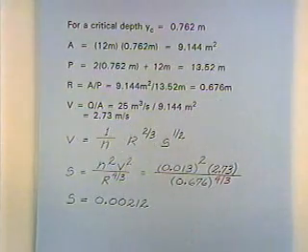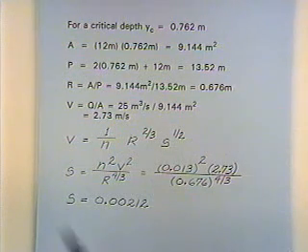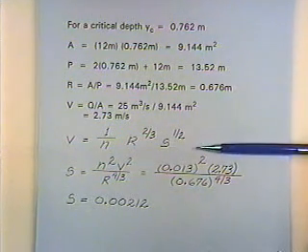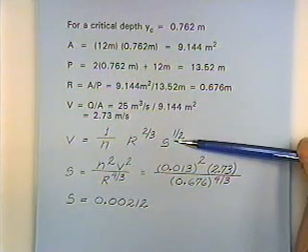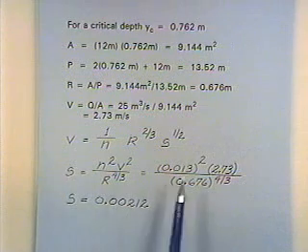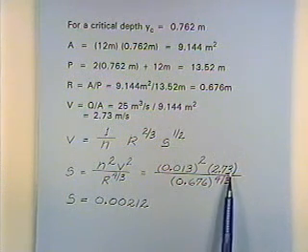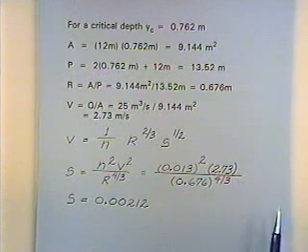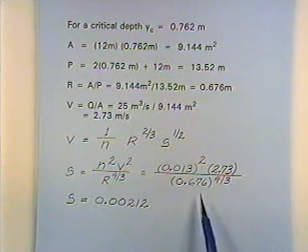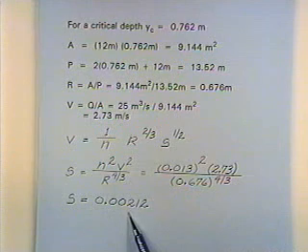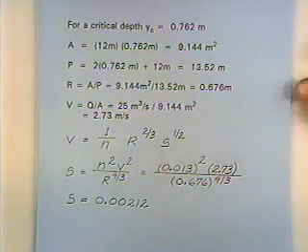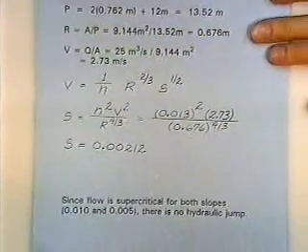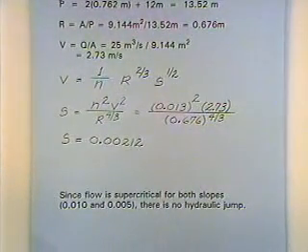And so having computed these terms, I can plug into Manning's equation. And so here's Manning's equation from last week, and we know everything now except the slope. And so I'll solve for the slope, plug in the roughness coefficient, plug in the velocity I've just computed, plug in the hydraulic radius I've just computed, and I get a slope of 0.00212. Now, that's the slope that I would have to have for a uniform flow depth of 0.762 meters to occur.